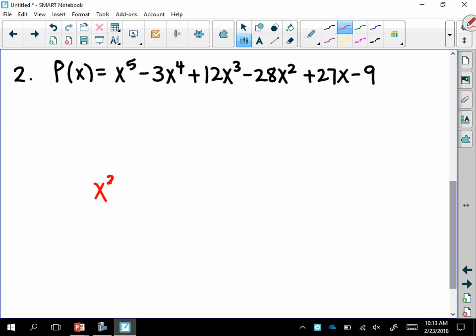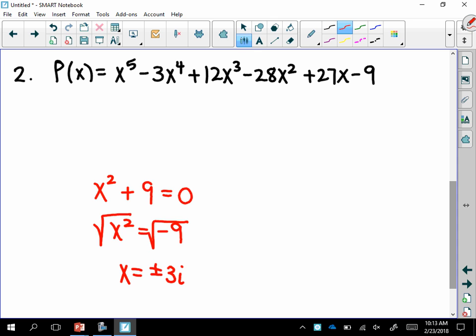X squared plus 9. Is that factorable? Nope. So we'll just subtract the 9 over, take the square root, and we get x equals plus or minus 3i. So our zeros, or our roots, would be 1, and I want you to label the multiplicity. So 1 with a multiplicity of 3, and then plus or minus 3i.